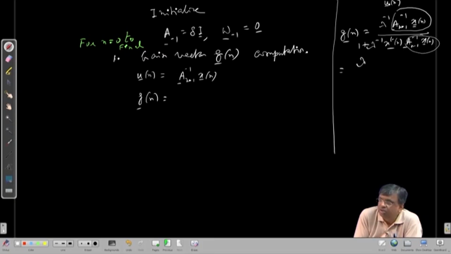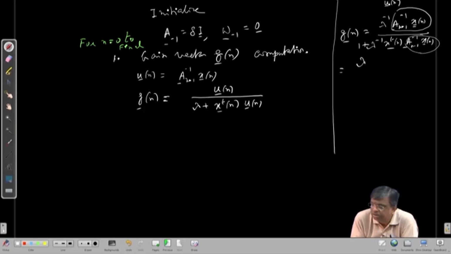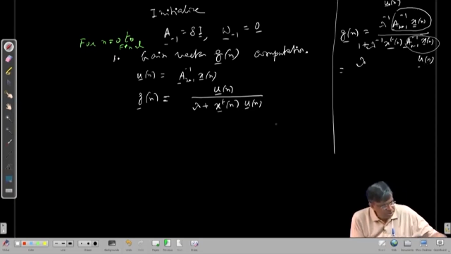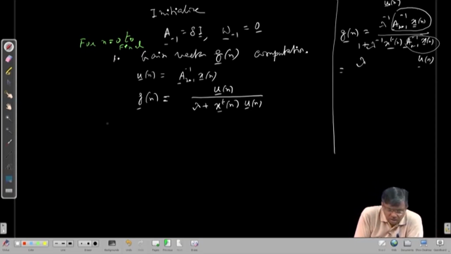So, therefore, when I go for the n plus 1 stage, I will have to make sure that A n inverse is also available, and that is how we will proceed. So, Gn is UN vector divided by a scalar number, and the scalar number is lambda plus x transpose n UN. All right. Then number 2.